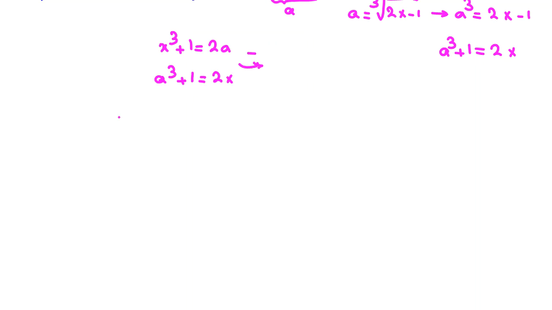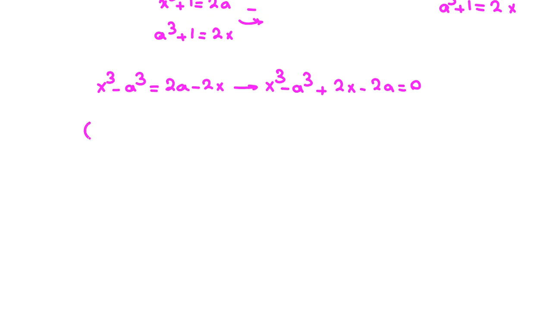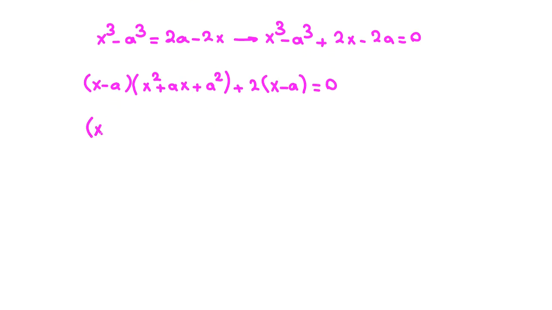So if we subtract, it will be x cubed minus a cubed equals 2a minus 2x. Now we take 2a minus 2x to the left side, so it will be x cubed minus a cubed plus 2x minus 2a equals 0. Now we factor out x minus a, and it will be x squared plus ax plus a squared plus 2, times x minus a, equals 0. Factoring out x minus a leaves x squared plus ax plus a squared plus 2 equal to 0.